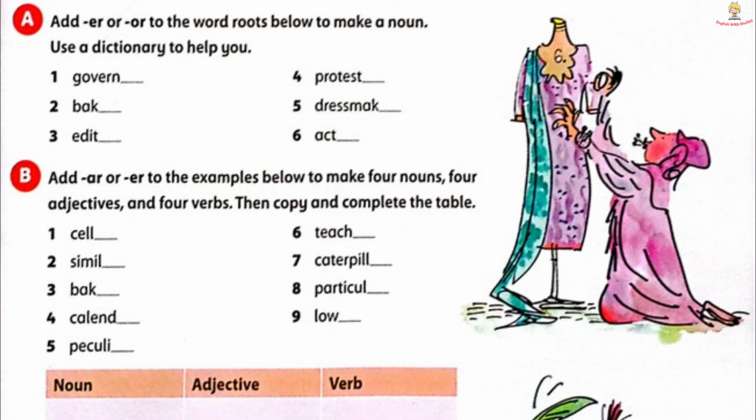Part B. Add ar or er to the examples below to make 4 nouns, 4 adjectives and 4 verbs. Then copy and complete the table. So here you add ar and er and make noun, adjective and verb. So first one is sell. So it's a seller. Second one is similar. Third one is baker. Fourth one is calendar. Fifth one is peculiar. Sixth one is teacher. Seventh one is caterpillar. Eighth one is particular and last one is lower. Then we put them into the table.